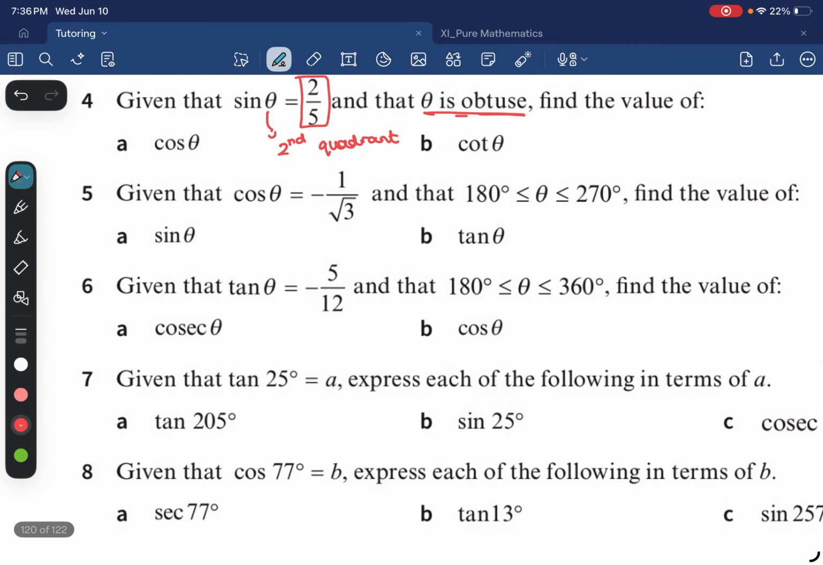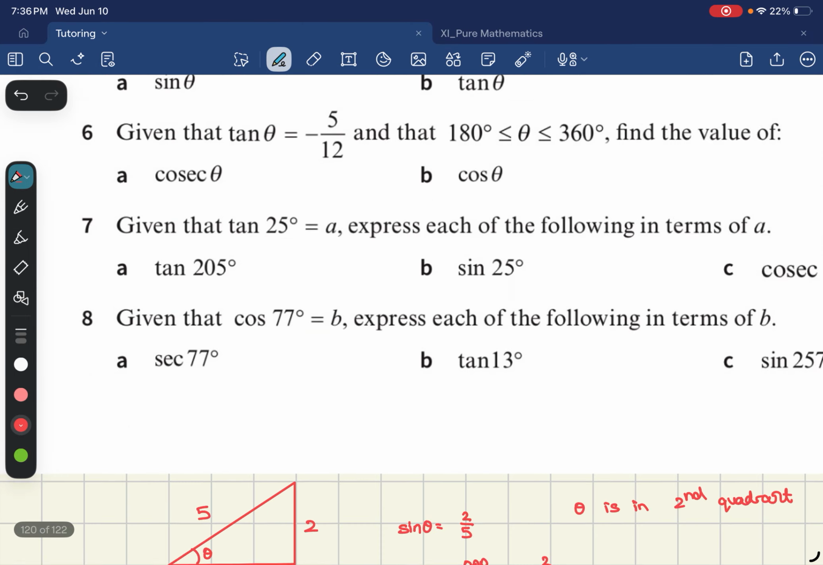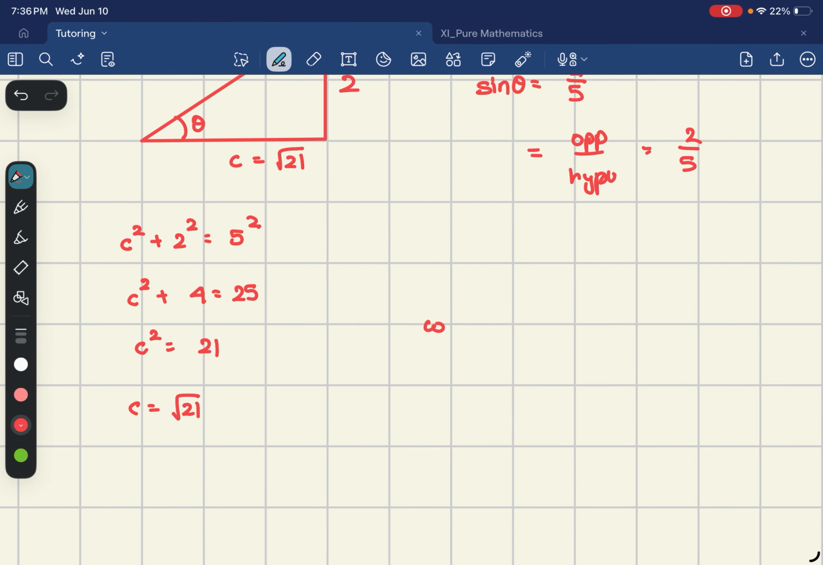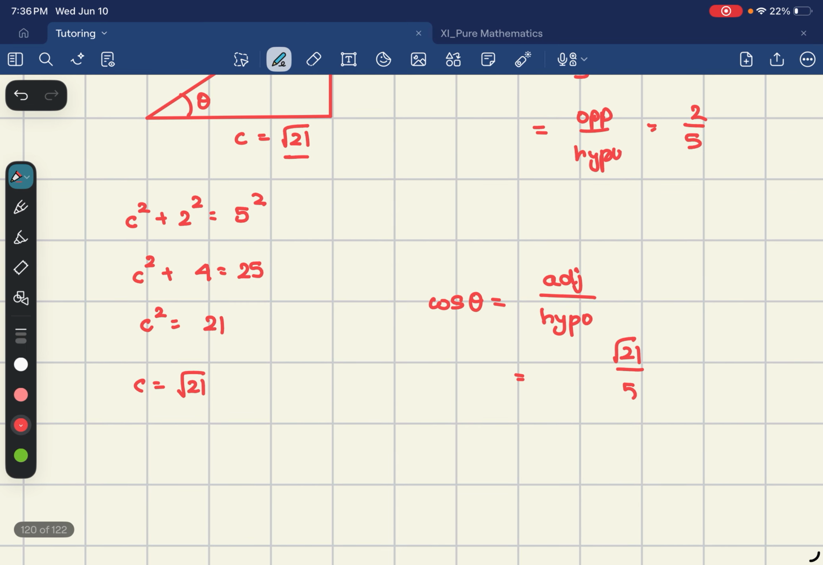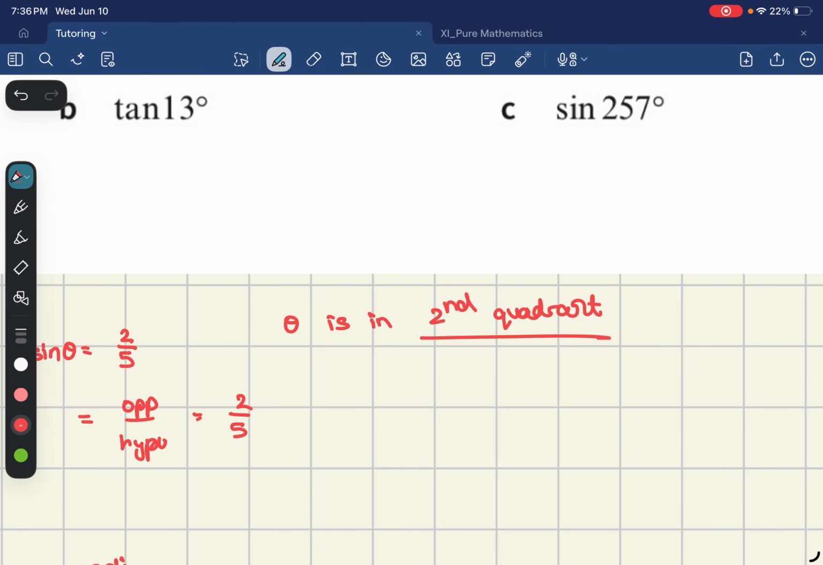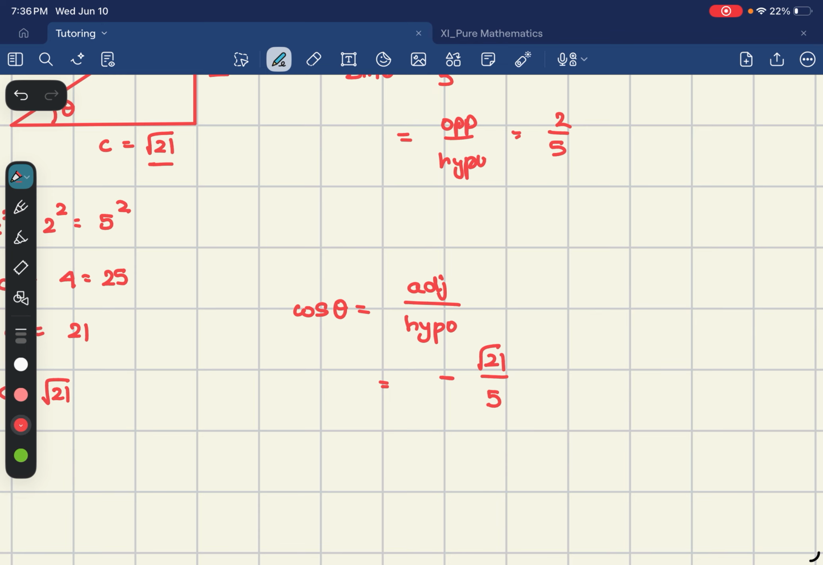So now the question asks us to find cos theta and cot theta. So what is cos theta? Well, that is adjacent over hypotenuse. So adjacent is root 21, hypotenuse is 5, and it's in the second quadrant. In the second quadrant, cosine is negative. So this is your answer. Negative square root of 21 divided by 5.